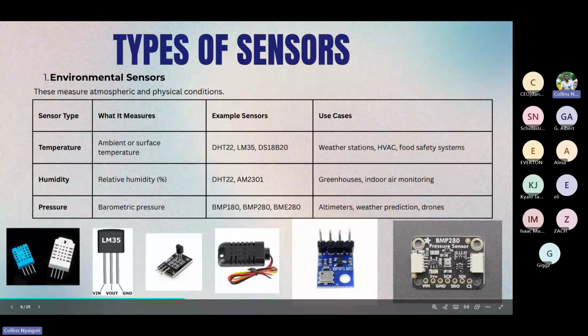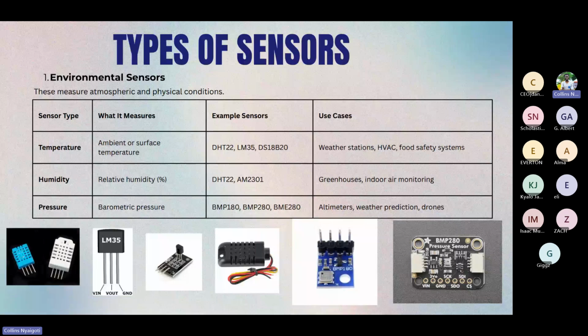These are humidity sensors. Humidity sensors basically measure humidity. These sensors are usually used in cases like greenhouses, where you need to measure these conditions to know how your crops are faring. So you can use a DHT22.